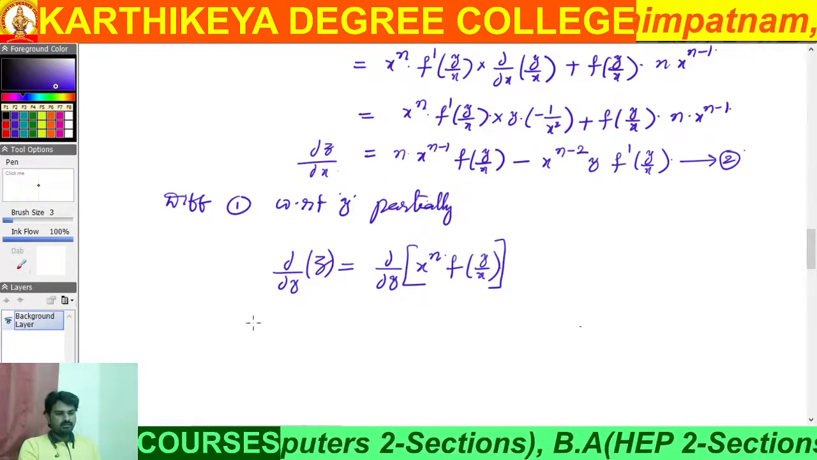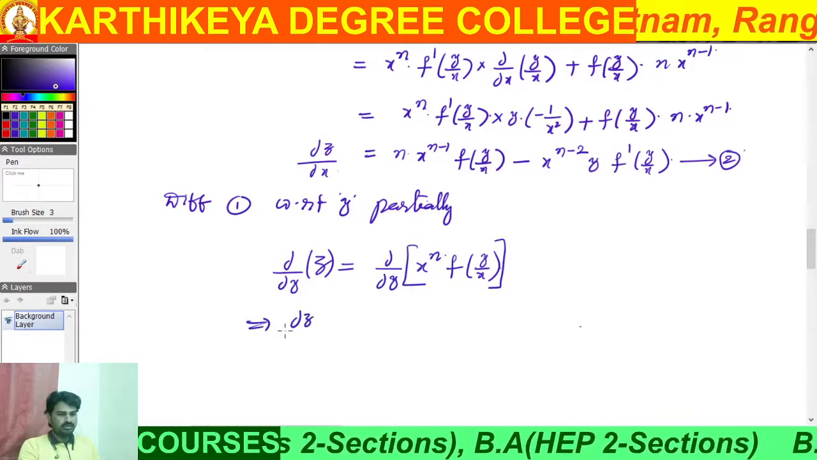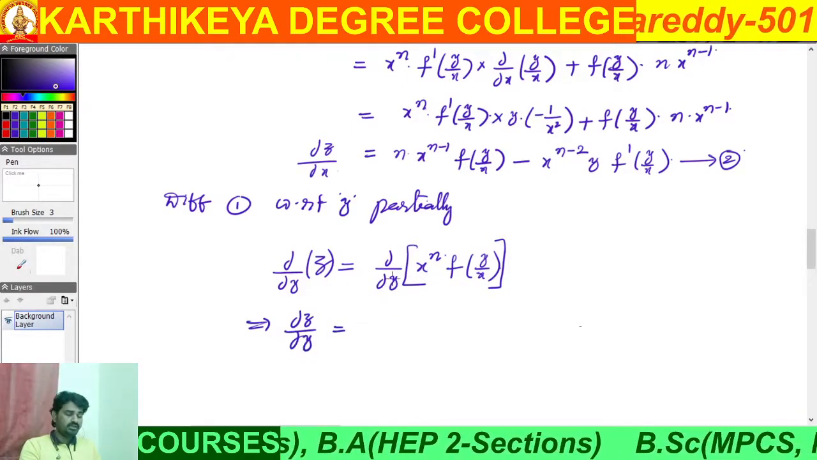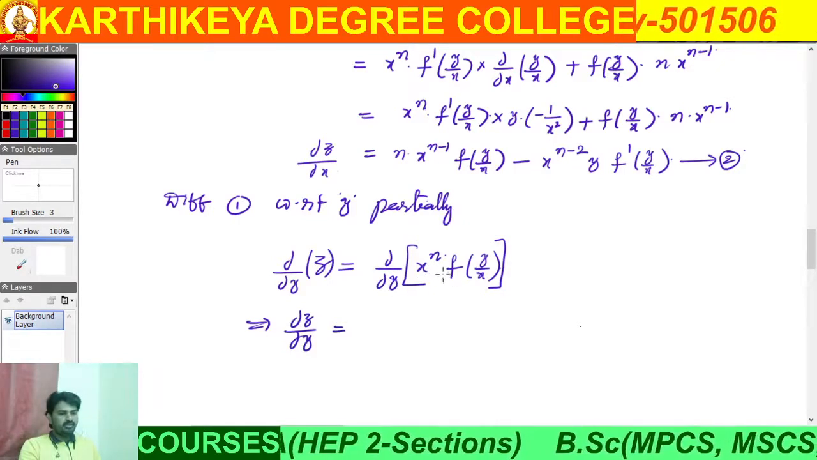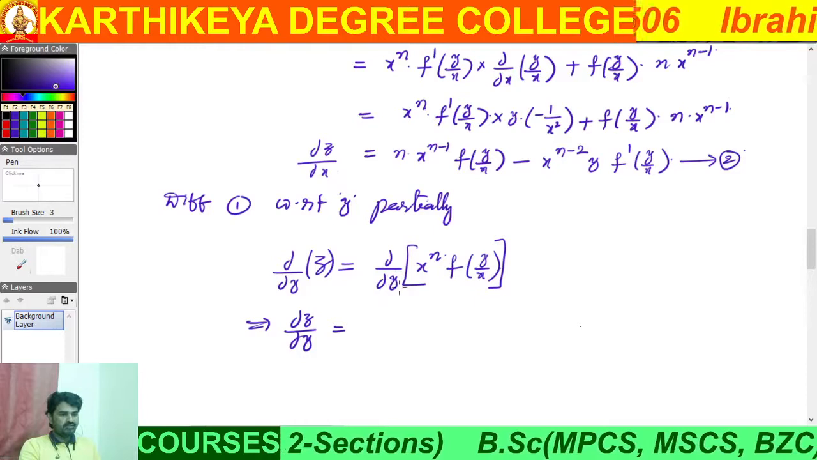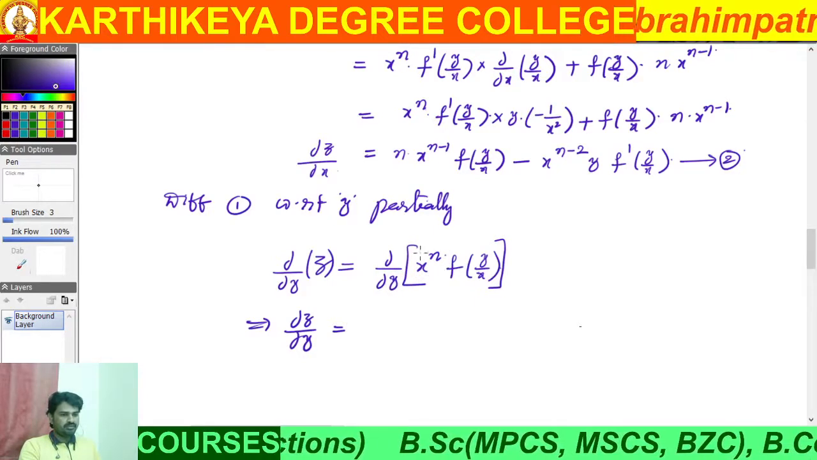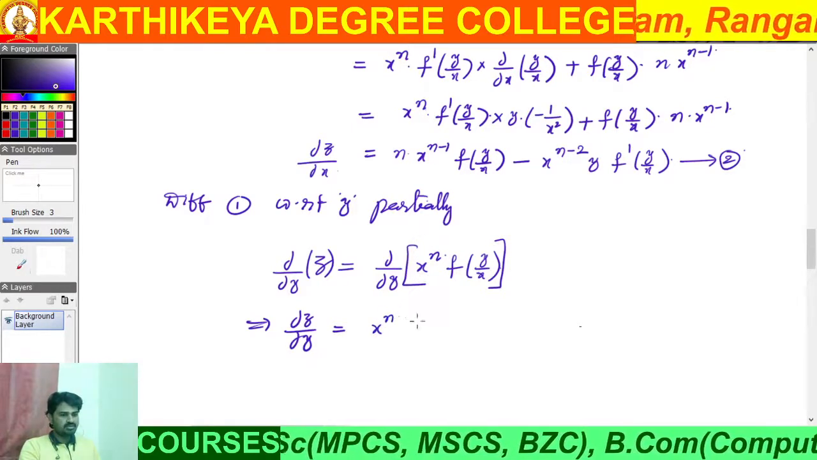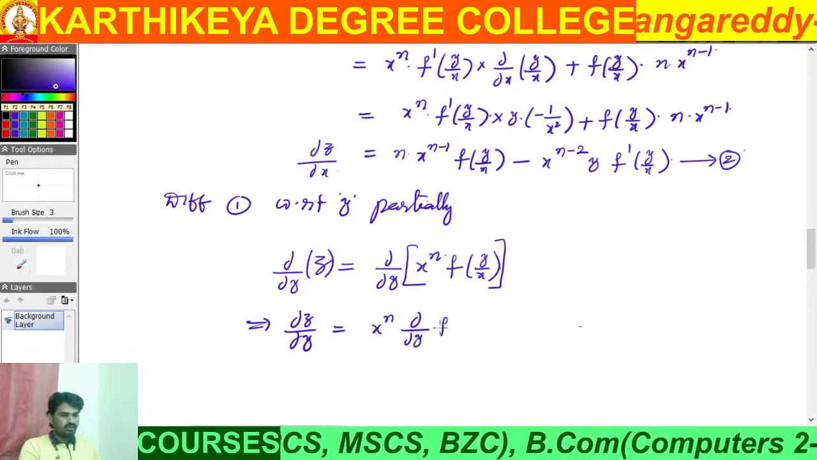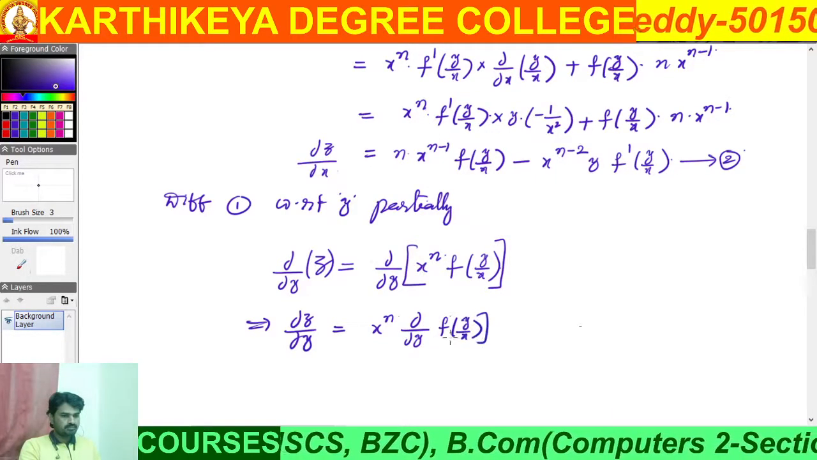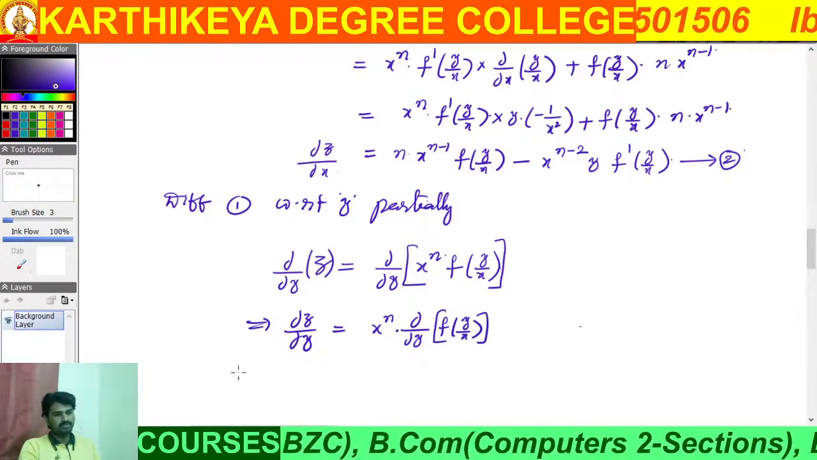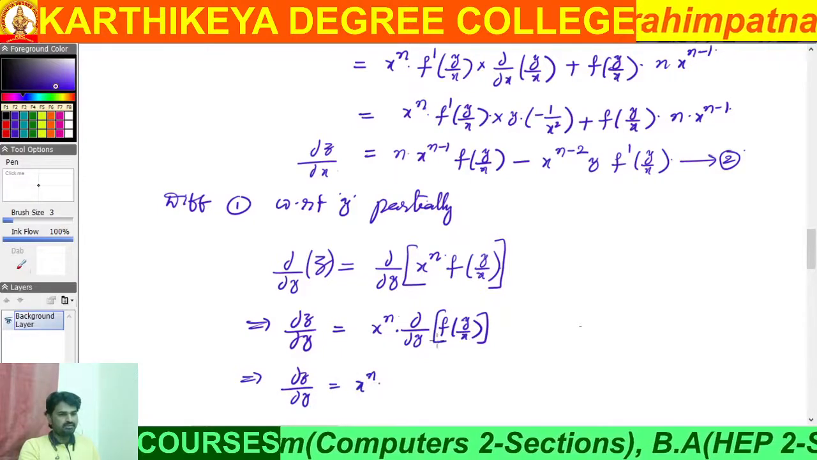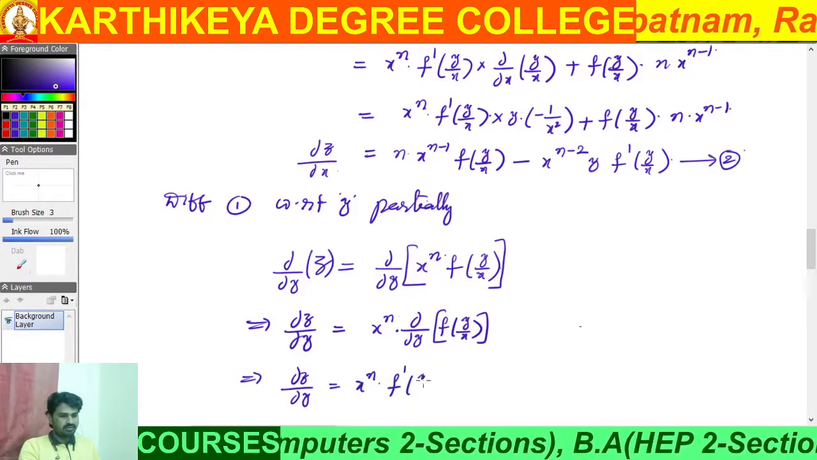Now if you differentiate carefully, dou z by dou y is equal to, again, you are going to differentiate x to the power of n into f of y by x with respect to y. The first term, x to the power of n, is the term without y, so it is treated as a constant. Now dou by dou y of f of y by x. So taking x power n before, dou z by dou y is equal to x to the power of n into the derivative of f, that means f dash of y by x.